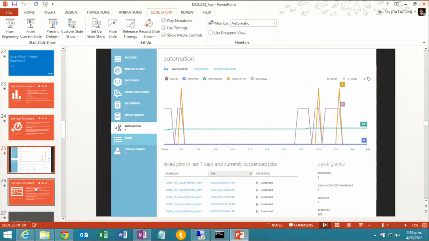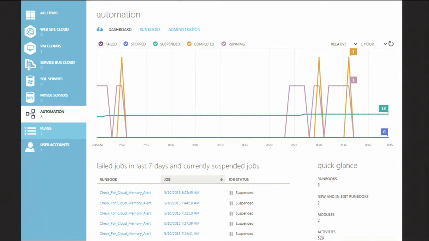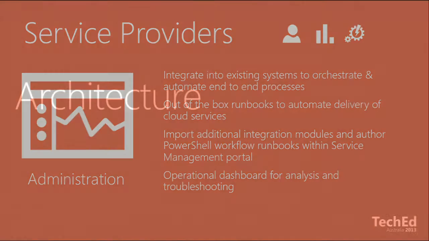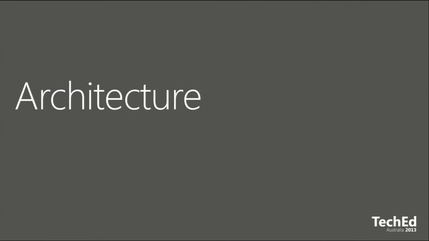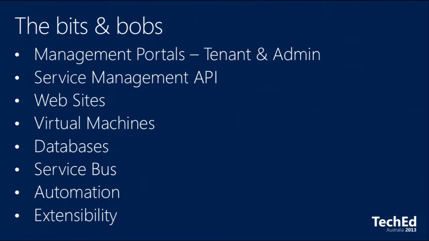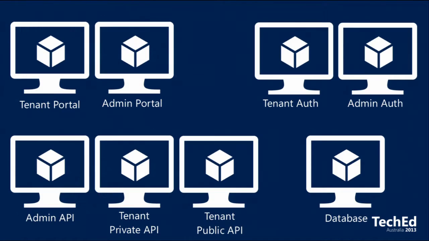Right. So that's there. So let's just switch gears and talk about the architecture of this and how it all fits together. So basically, there's a bunch of bits and pieces that make this thing up. There's management portals, there's some APIs, then there's the website stuff, there's the virtual machine stuff, and then there's kind of the other bits, which are databases and service bus and automation, that kind of stuff. But the key bits, I guess, when you look at the Azure Pack core, these are the seven bits of Azure Pack, plus there's SQL database sitting in the back end hanging it all together.